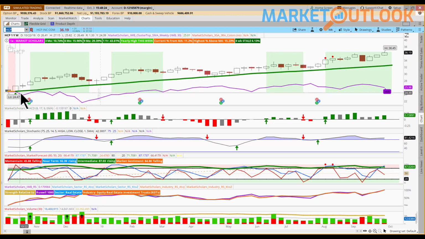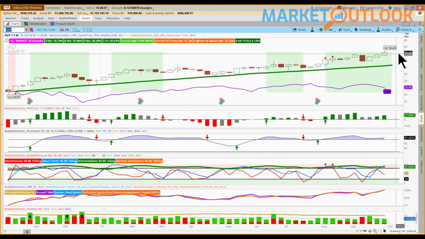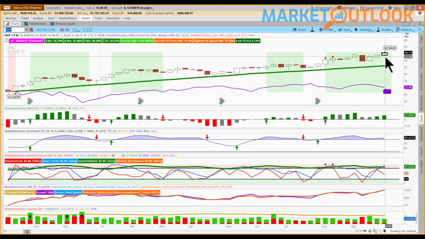So you can see that we've got this nice, gentle, gliding chart here where when you come down, you touch that 30-week moving average and you bounce off of it. You come down to that 30-week moving average, you bounce off of it. You come down there, you bounce away from it. And today we put in a new yearly high.